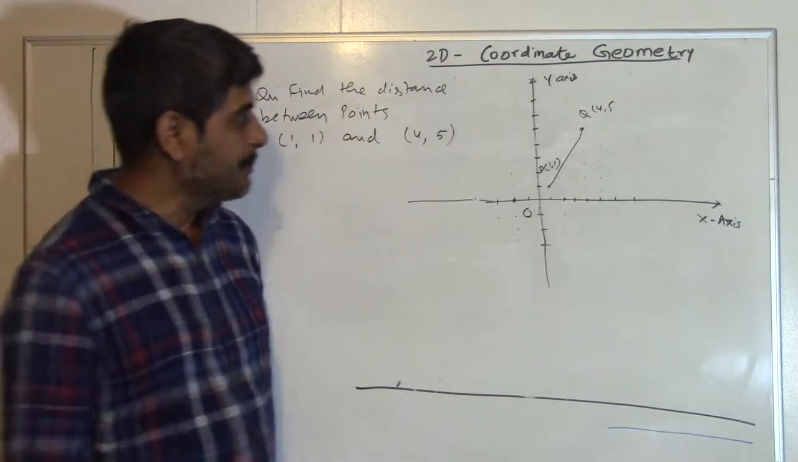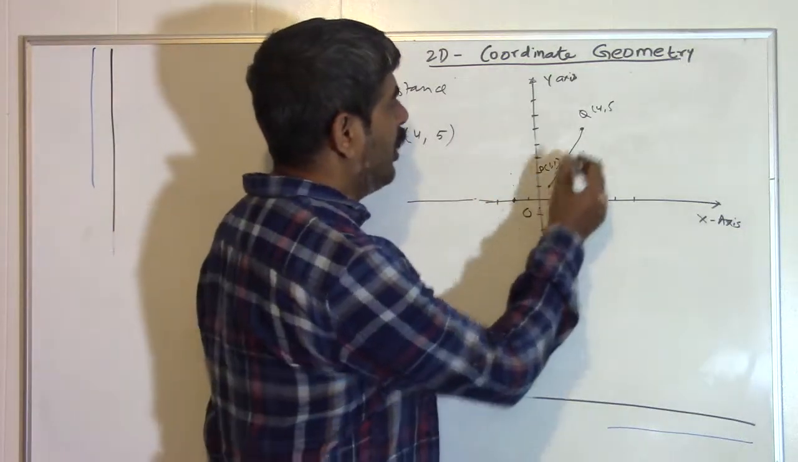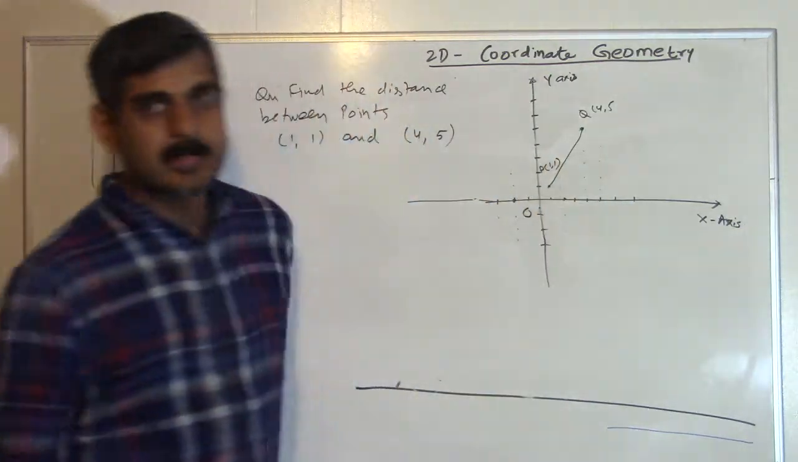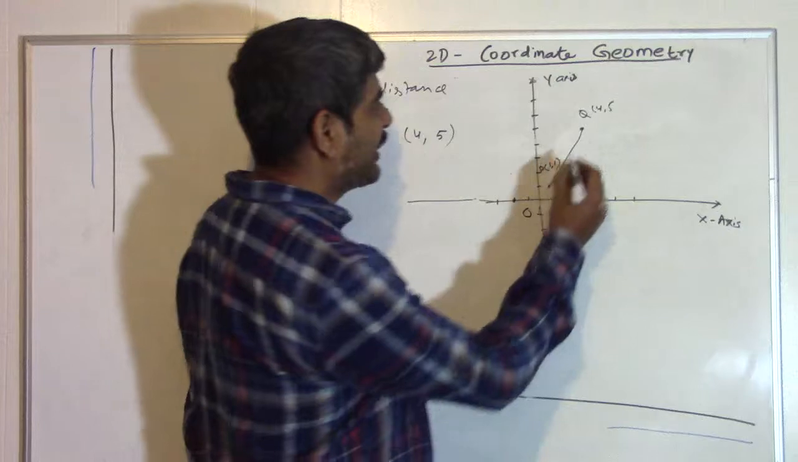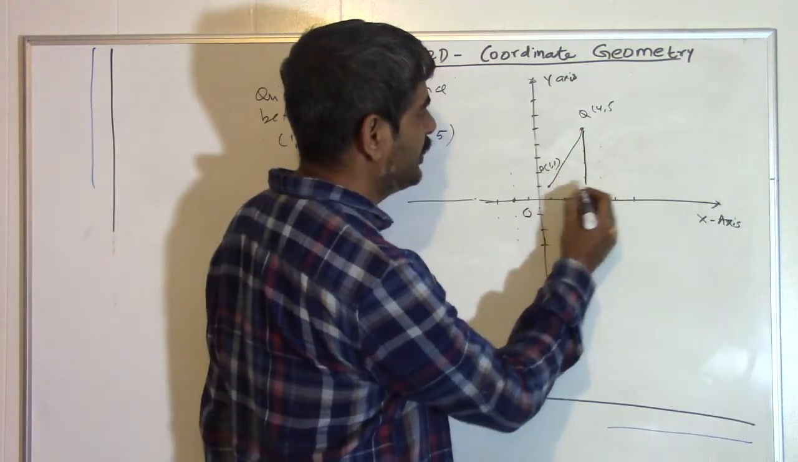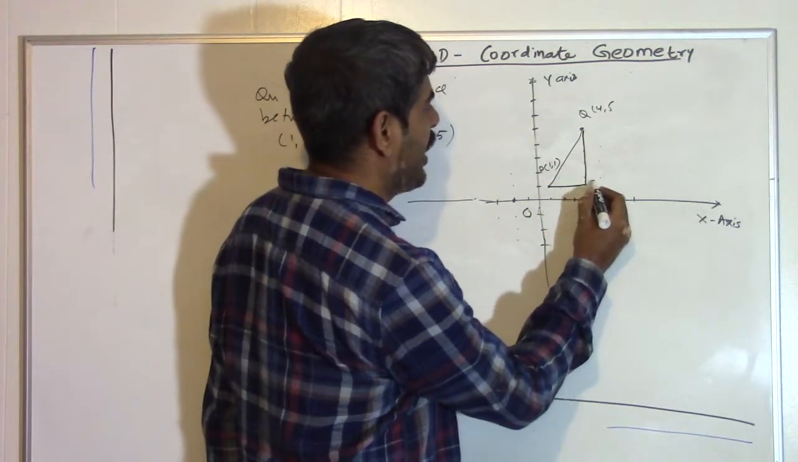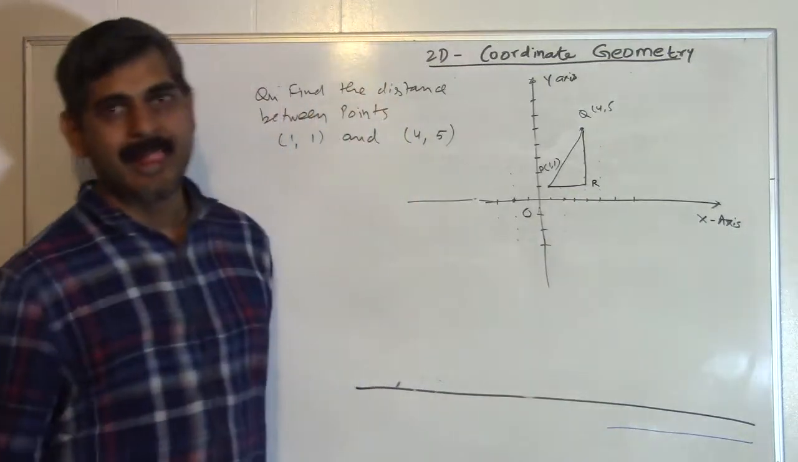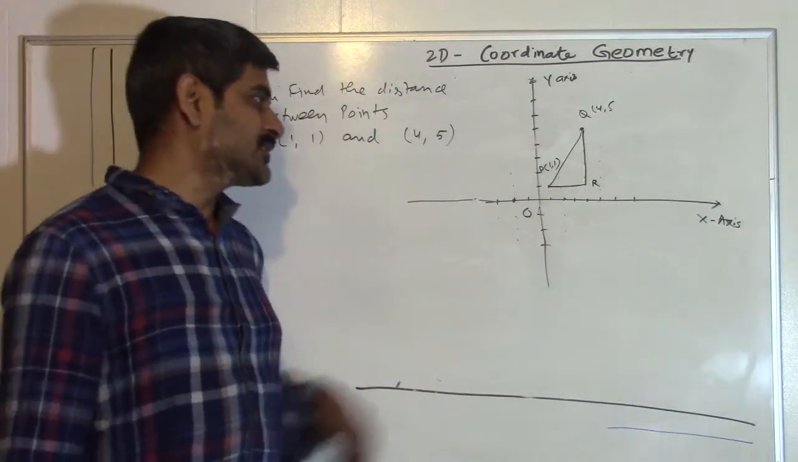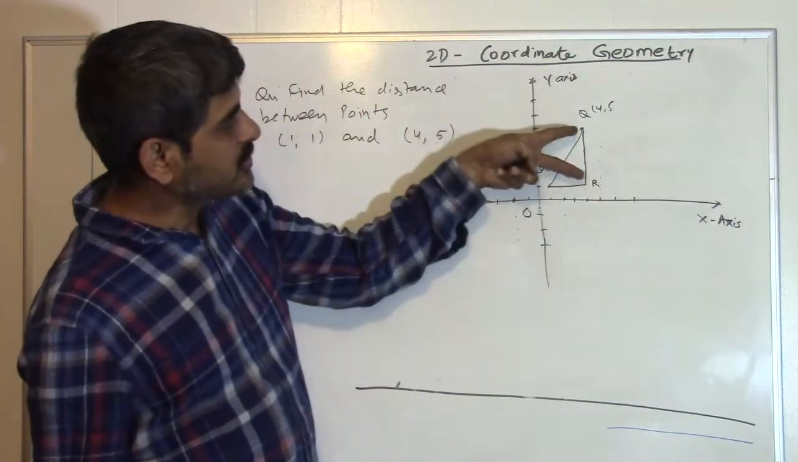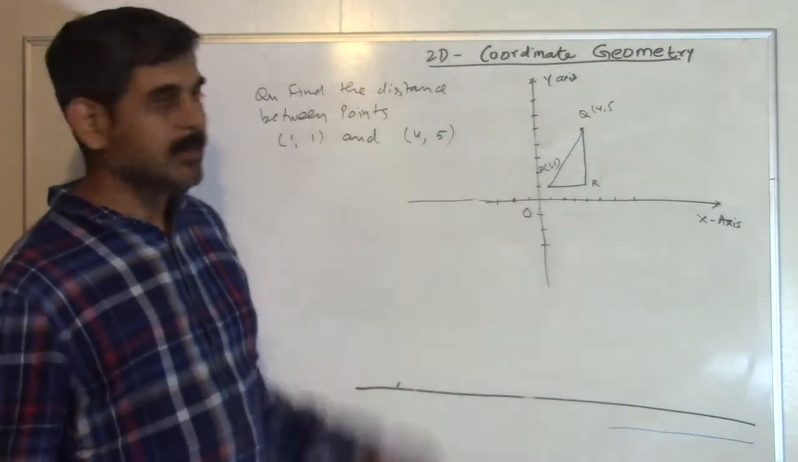So how do we do that? The trick is, we try to make a right angle triangle. Let's say I make a right angle triangle, and let's call this point R. If I know this side PR and if I know this side QR, I can find PQ.